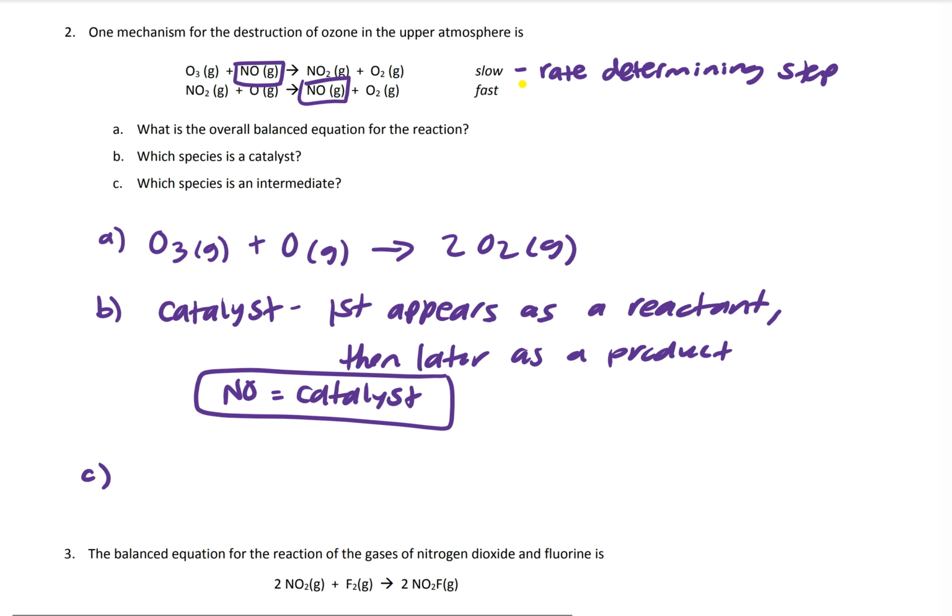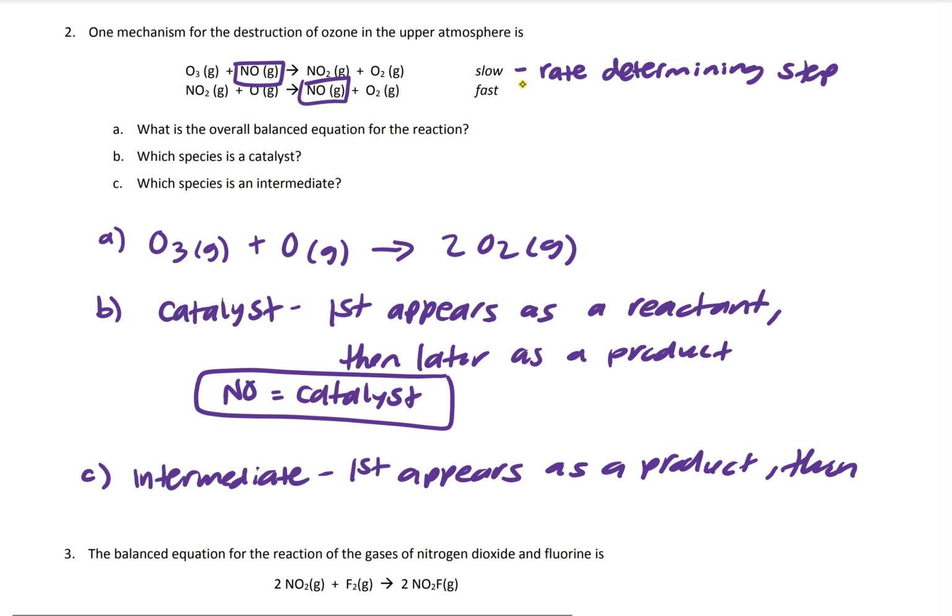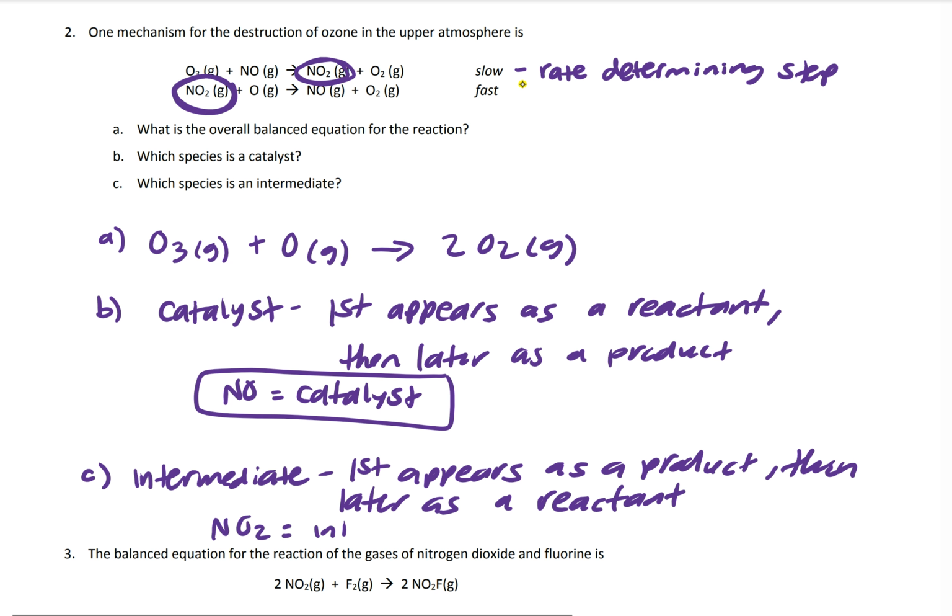Part C, which one is the intermediate? An intermediate first appears as a product, then later as a reactant. So an intermediate gets made. It's kind of that in-between product from one step to the next one. So our intermediate in this reaction is going to be the NO2s. First appears here as a product in step 1, then appears here again as a reactant in step number 2. So NO2 is our intermediate.